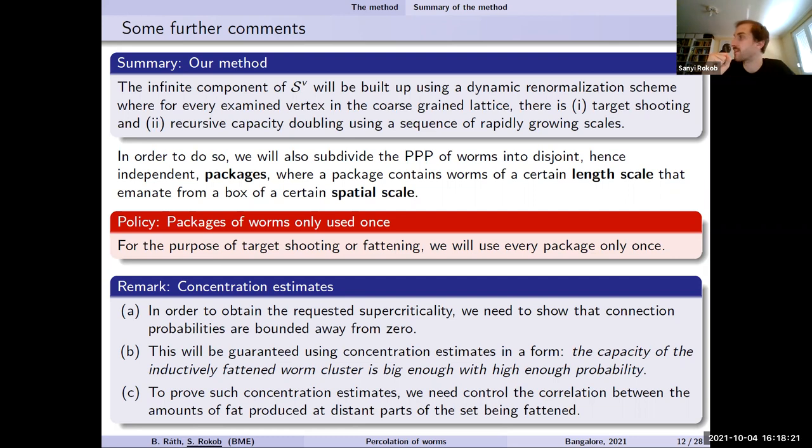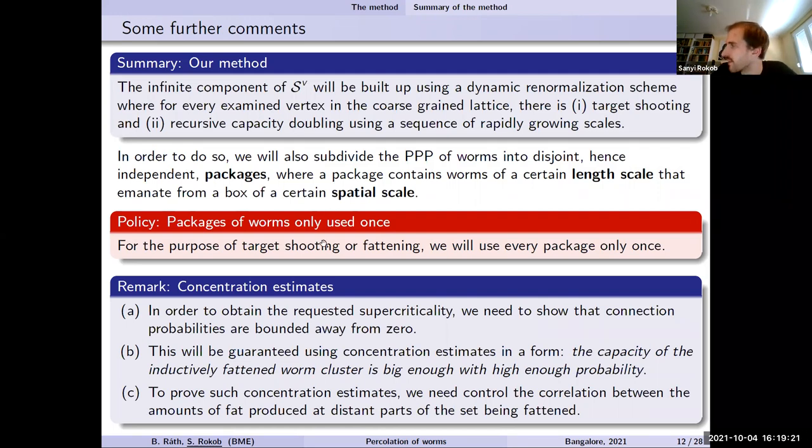There is a policy that if we ever consider a new box, we look at all the worms corresponding to that box, and then we never go back to them again. If that box turned out to be bad, we don't use that box again. If that box turned out to be good, again, we don't use that box again. The reason behind this restriction is that once you open up a new box and use some of the worms inside, it's really hard to give a lower bound on these amounts I specified here. It's hard to consider what remained and how to separate them and so on.